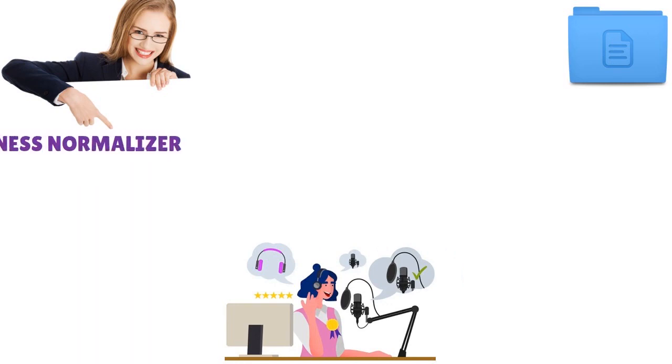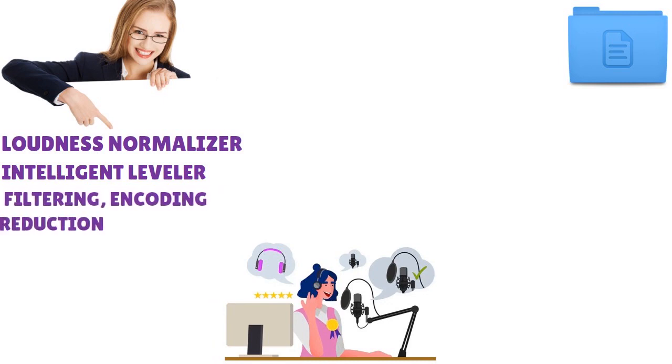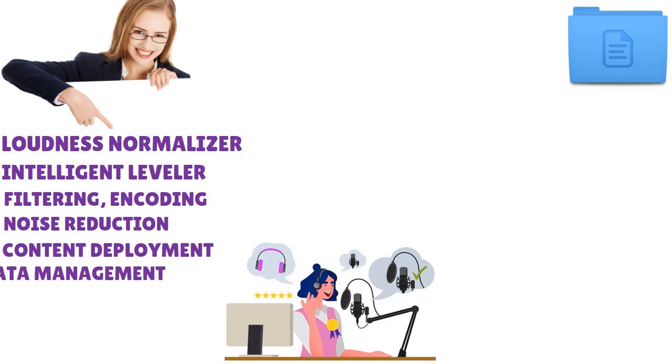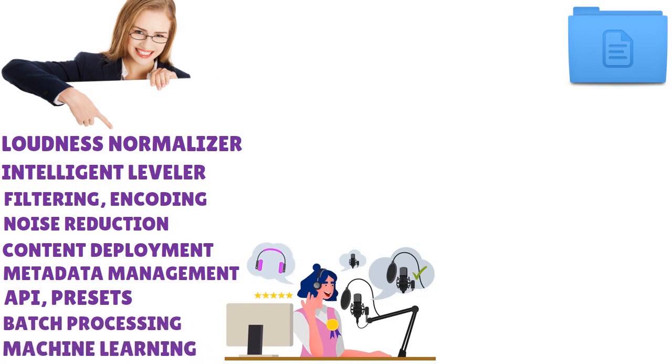So key features include loudness normalizer. As I just said, we love the intelligent leveler feature. You have filtering, you have encoding, you have noise reduction, you have content deployment. This is really great. And you also have metadata management. So if you're interested in SEO, then metadata management will be really important for you. You have API, presets, batch processing, and machine learning.